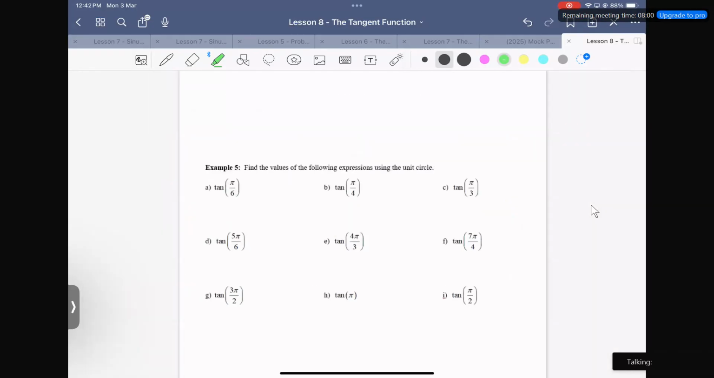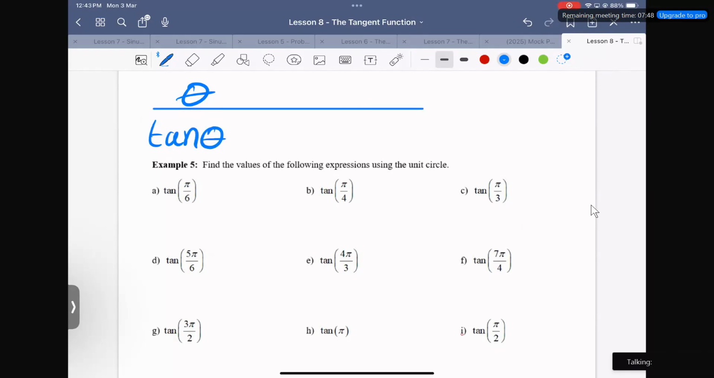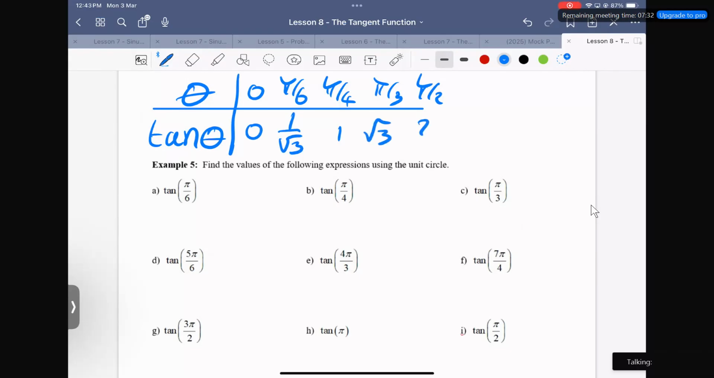All right, let me do one or two of these for you, get you started a bit quicker. I'm going to give you 5 minutes for these, but what you want to do to start with is draw up your exact value table. We've got pi over 6, pi over 4, pi over 3, pi over 2. This is our exact value table, and it's 0, 1 over root 3, 1, root 3, undefined.